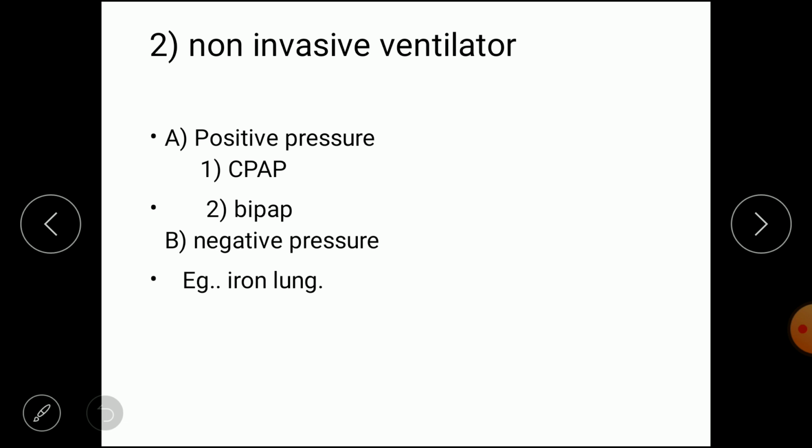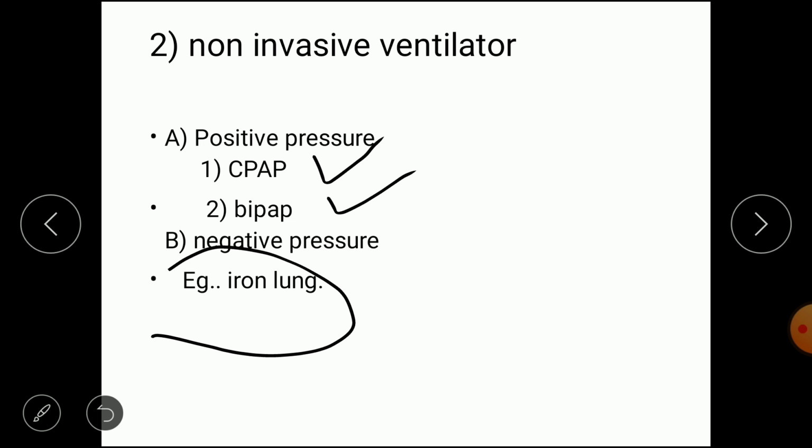Then the second type, non-invasive ventilator. In that, the subtypes are positive pressure and negative pressure ventilator. In positive pressure there are two, CPAP and BiPAP. CPAP means continuous positive airway pressure, and BiPAP means bi-level positive airway pressure. In negative pressure, the example is iron lung.